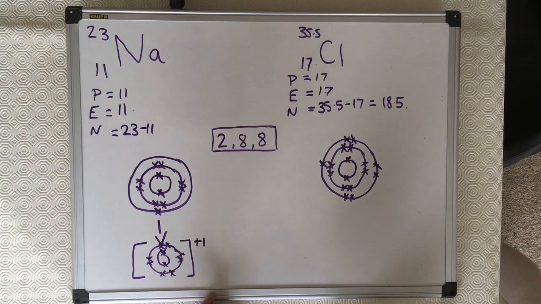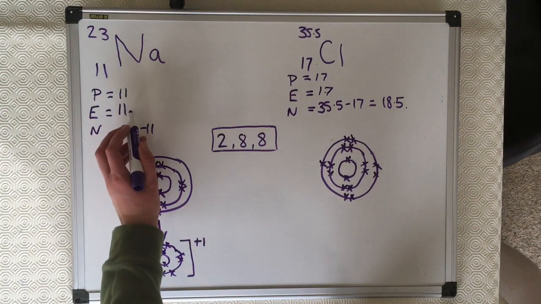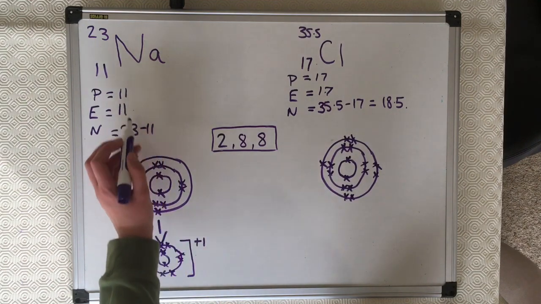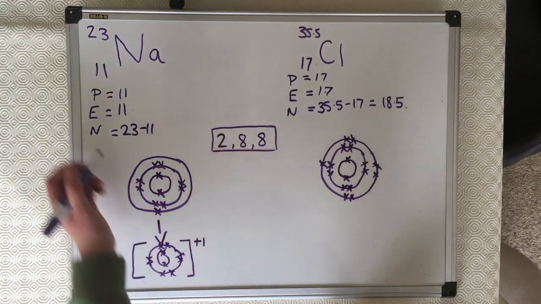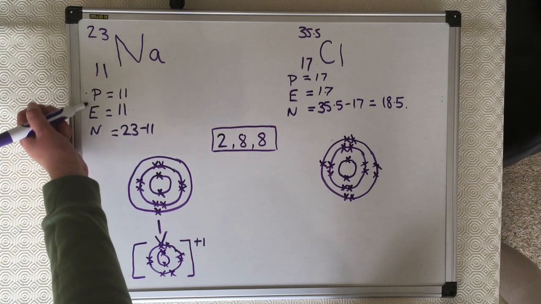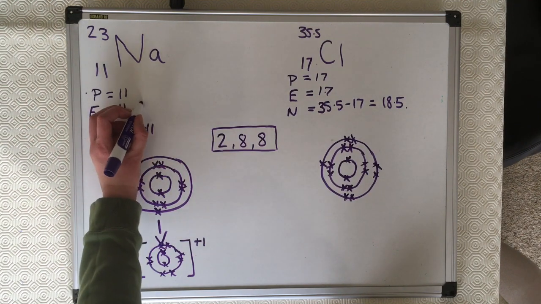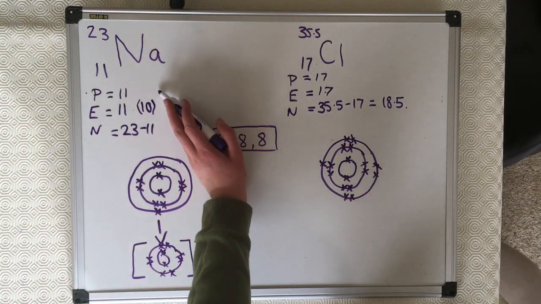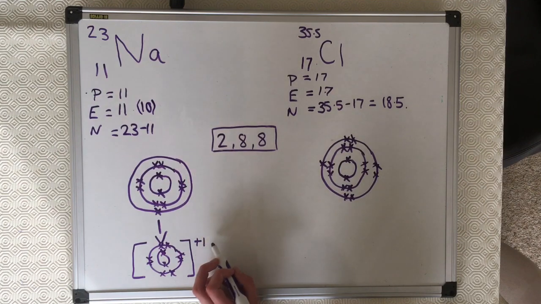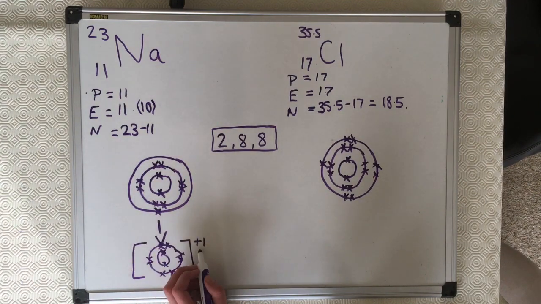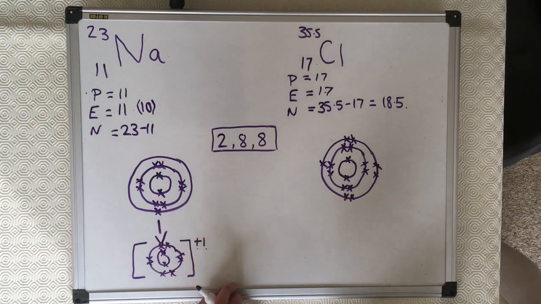Now the reason behind this is because 11 electrons and protons were equal, so there was no charge because the positive and the negative, because protons are positive, electrons are negative, they were equal. But now we've only got 10 electrons, so there's more positive than negative. That's why we get +1. If it was to have lost 2 or 3 electrons, it would have been +2 or +3.